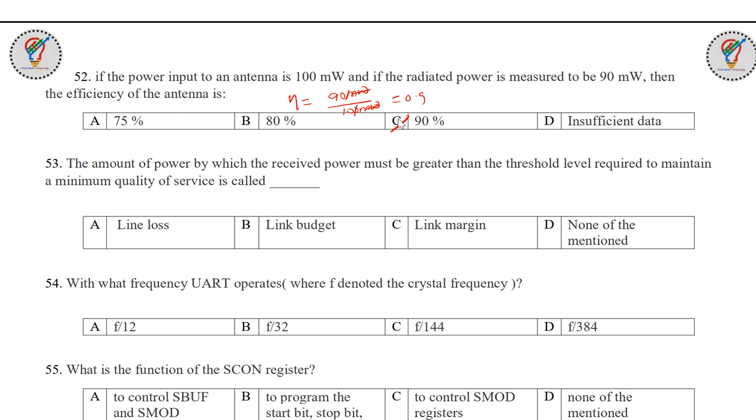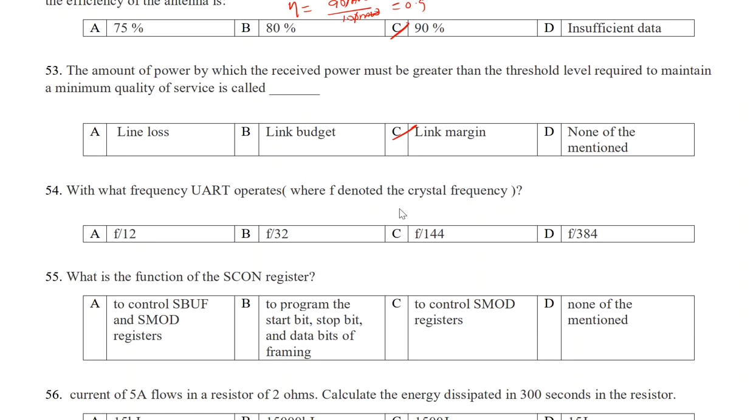Next one, the amount of power by which the received power must be greater than the threshold level required to maintain a minimum quality of service is called the link margin.